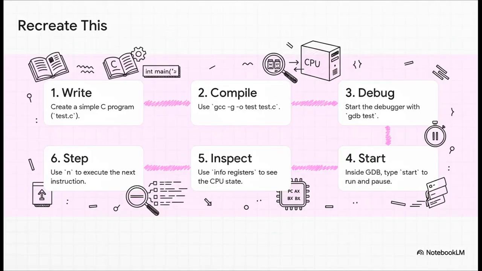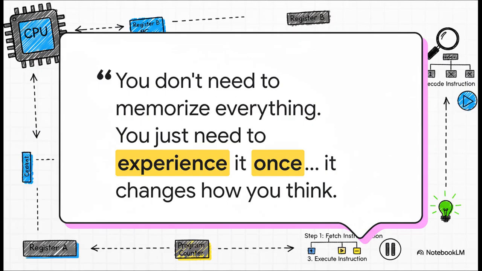So if you want to try this yourself, here is the dead simple recipe. Write a tiny C program. Compile it with that special -g flag to add your map, then start GDB, and inside just type start. That's it, you're paused. Then you can use info registers to look around and n to take one step forward. It's that easy.